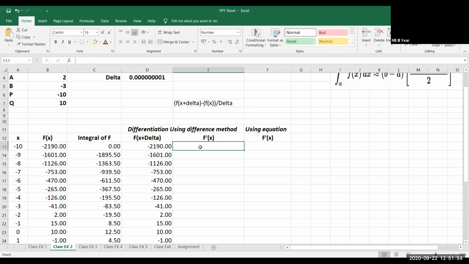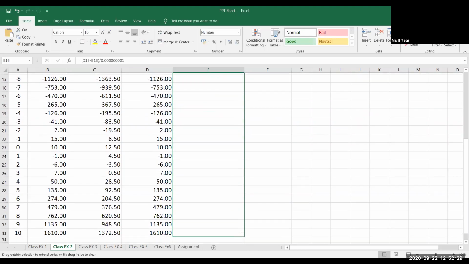So using that method, you have to find out the differentiation. I am using this one minus this one, because the x plus delta value is given and we have already found it. After that, divided by the delta value. So how much is the delta value? 0.000, yes, this value you will get. Similarly, apply this formula for all cell values, and you will get the values.